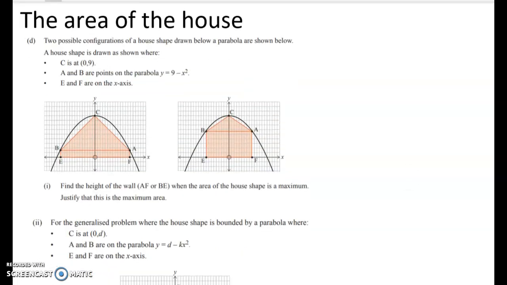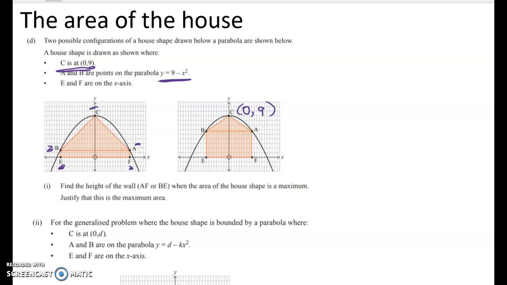So here's the picture of the first part. We've got a house shape drawn and some points marked on there that are really helpful. These points are E, B, C, A and F. We're told that point C is up at (0, 9), and that A and B are both points on this parabola, y equals 9 minus x squared. And then E and F are on the x-axis. I'm going to come back to all of those in a minute.